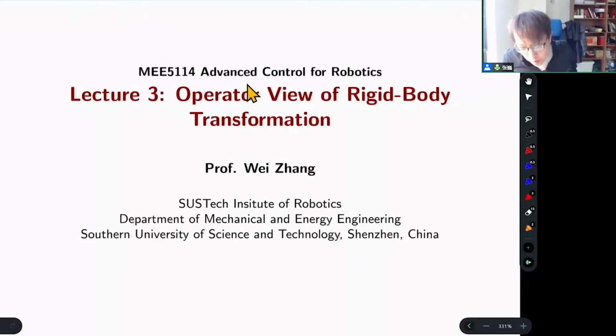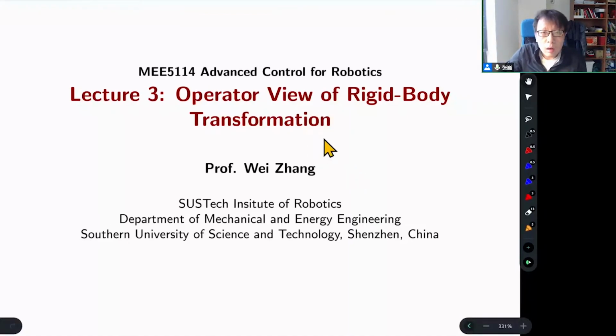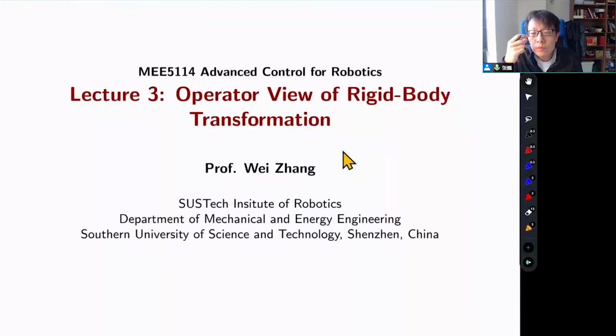Okay, let's start with lecture 3 directly, which is the operator view of rigid body transformation. Before, I said a rotation matrix, for example, the definition we gave is not in terms of action. It's not in terms of rotating some frame or point. It's really a representation of the orientation of a frame, okay?